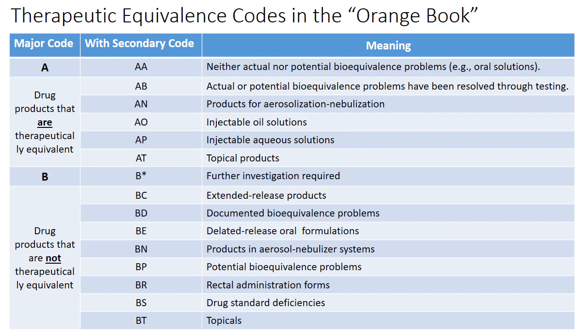BS, drug standard deficiencies. Maybe the purity is not appropriate in the generic product. Again, maybe it's an impurity, or the manufacturing method might be inadequate in terms of the quality controls. And then BT is topicals. So again, memorize for the testing purposes. Memorize all the A codes. And then the basic A and B. What do they mean for the first letter?